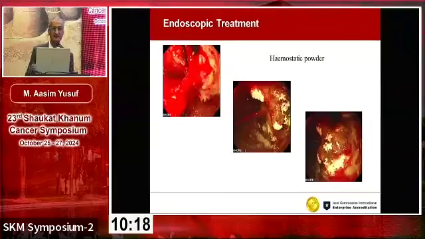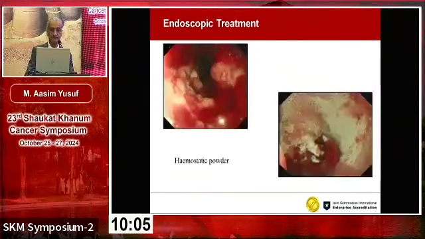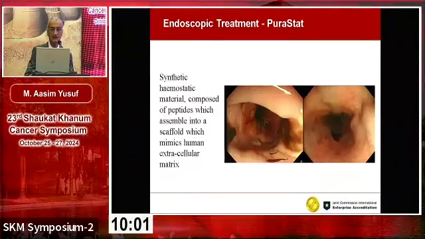But the powder is really only a temporizing measure. You need to then carry on and do something else. The powder will be washed away by saliva, ingested fluids or gastric secretions within the next few hours. So it's not a definitive treatment in and of itself. Just some more images. Again, these are our own images.